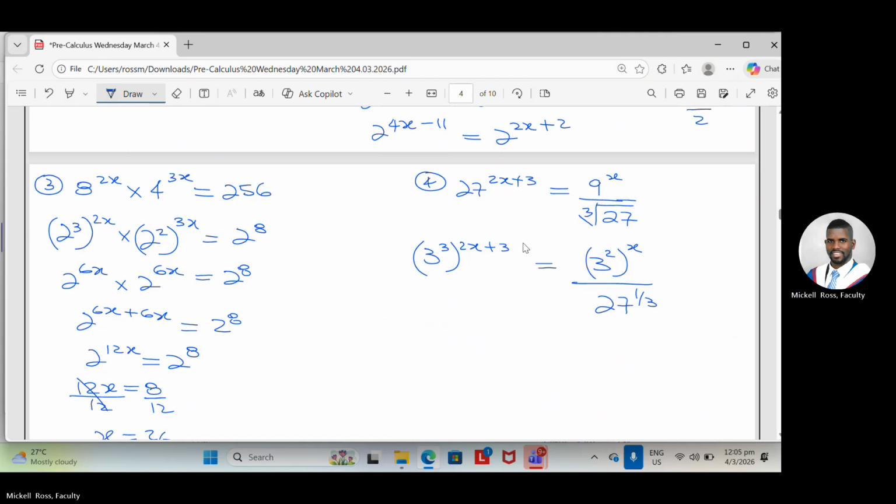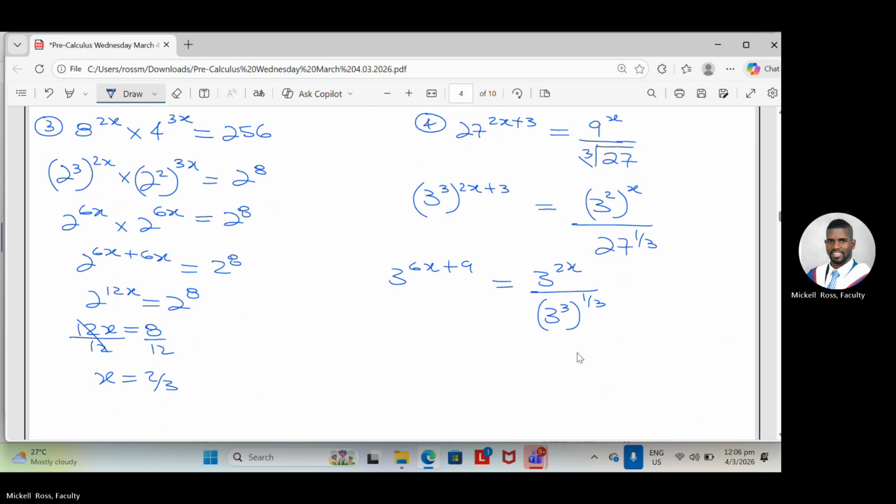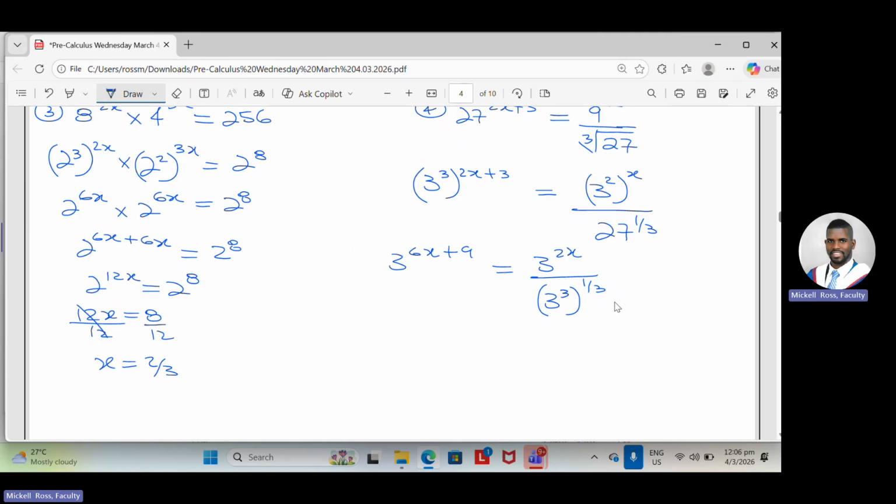All right, so let's simplify some stuff here. This is going to be 3 to the 6x plus 9. 3 times 2x, 6x. 3 times 3, 9. Equals 3 to the 2x, 2 times x, 2x, all divided by 3 cubed to the 1/3. 3 times 1/3 is just 1, right? So we know that this in the denominator is going to be 3 to the 1, or just 3.